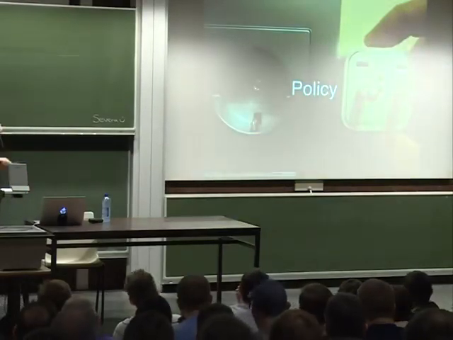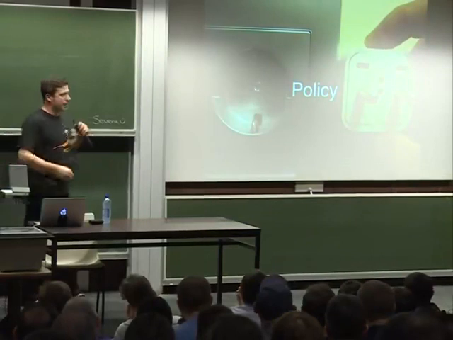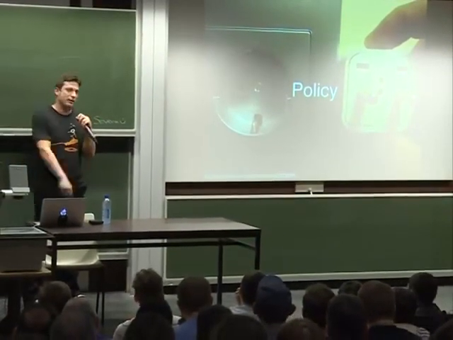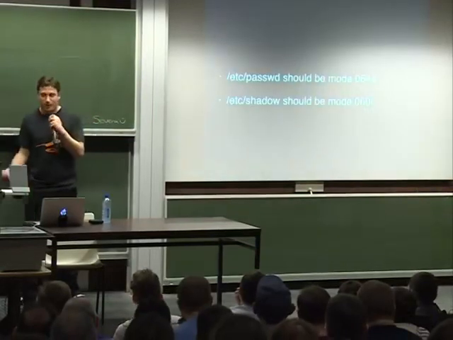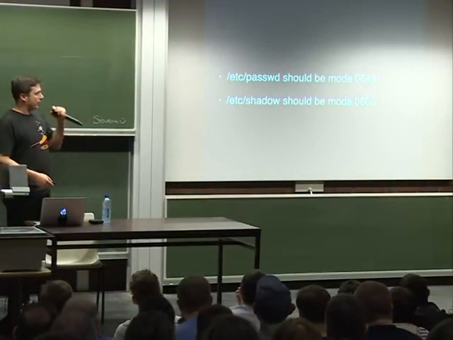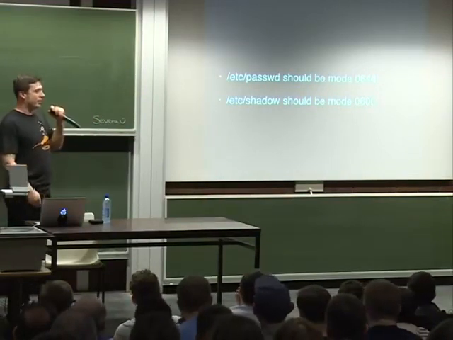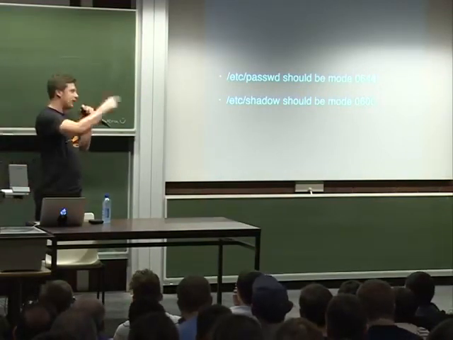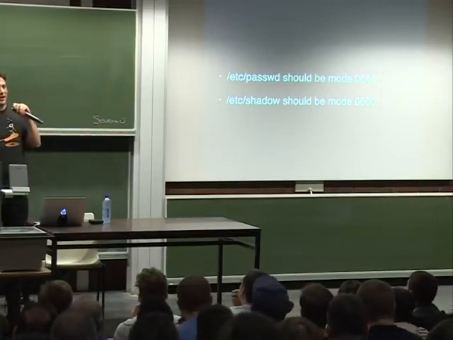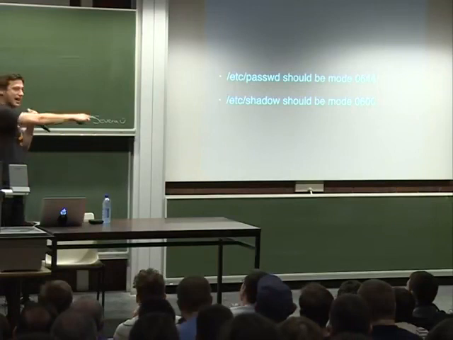So, at the highest possible level, modern config management is about describing policy. So what is policy? It's stuff like this. /etc/passwd should be mode 0644 and shadow should be mode 0600. This is the very first thing they teach you in Unix class. It's like, how do you log into the machine? Username, password. This is the next thing they tell you.